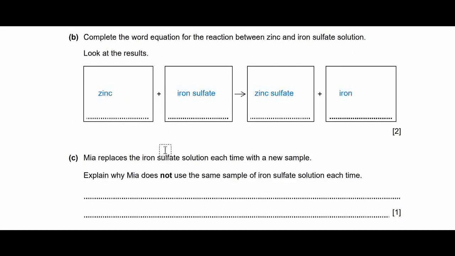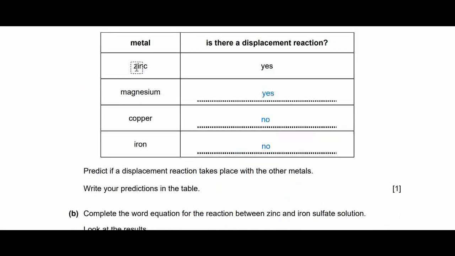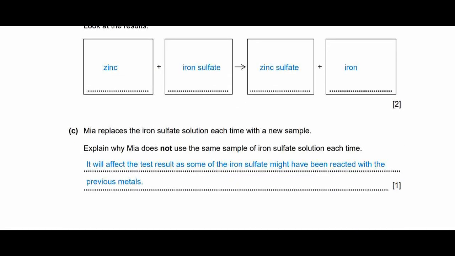Next, question C. Mia replaces the iron sulfate solution each time with a new sample. Explain why Mia does not use the same sample of iron sulfate solution each time. 10 seconds. Alright, let's open up the answer. It will affect the test result as some of the iron sulfate might have reacted with the previous metals, as she has done first with zinc, after that magnesium, copper and iron, so it will affect the result.